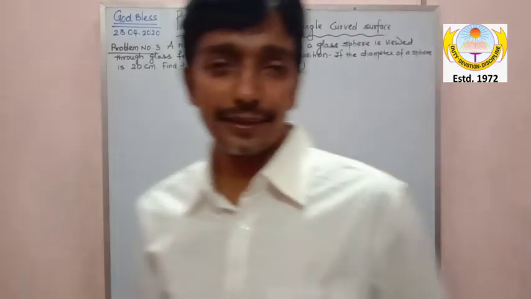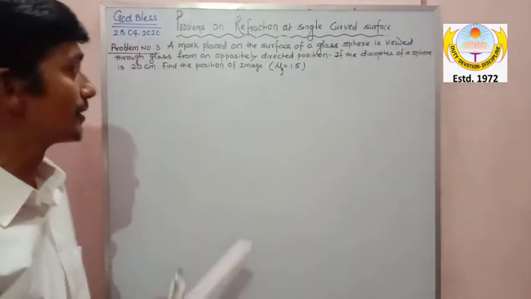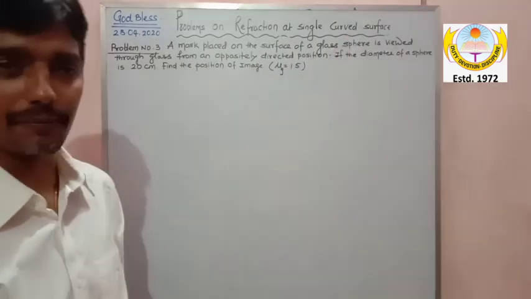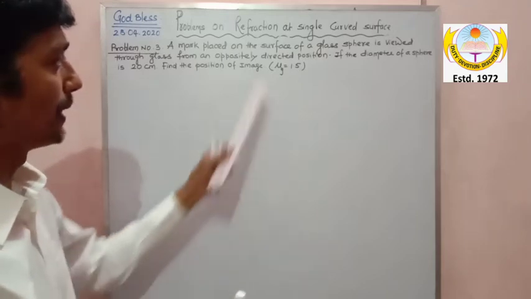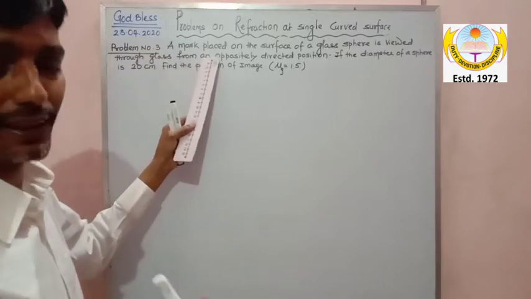Good evening all my dear, this is the second video on the refraction at a single curved surface, and the numerical is: there is a mark placed on the surface of a glass sphere, right? So if I draw the glass sphere, there is a mark placed on the surface of a glass sphere, viewed through glass.